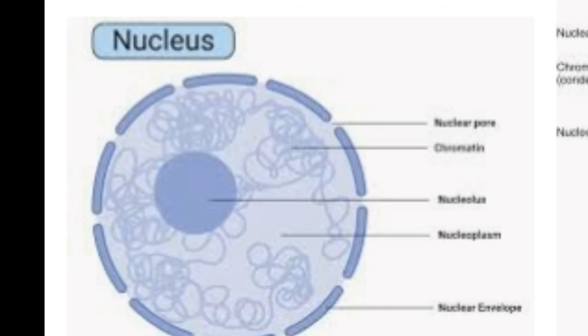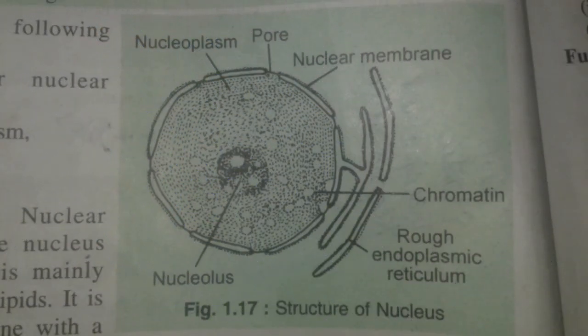So by knowing all these things, we could come to a conclusion that nucleus is the important part of the cell structure. The study of nucleus is known as karyology. Nucleus was first discovered or reported by an English botanist called Robert Brown in 1831. So this is all about the topic of nucleus.